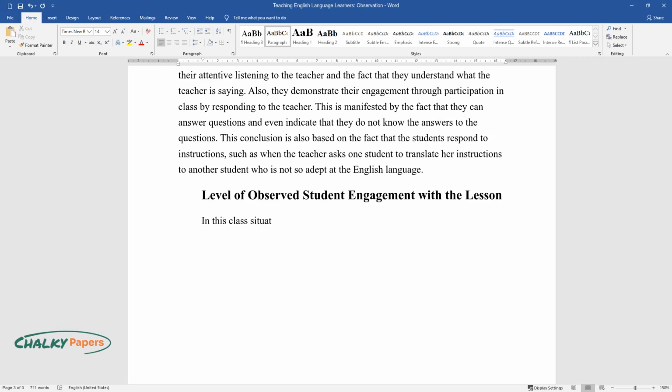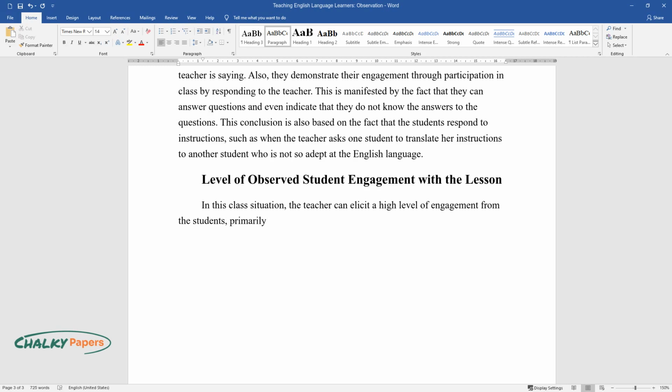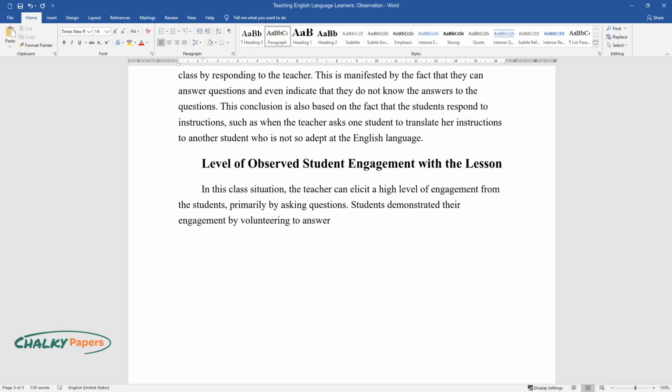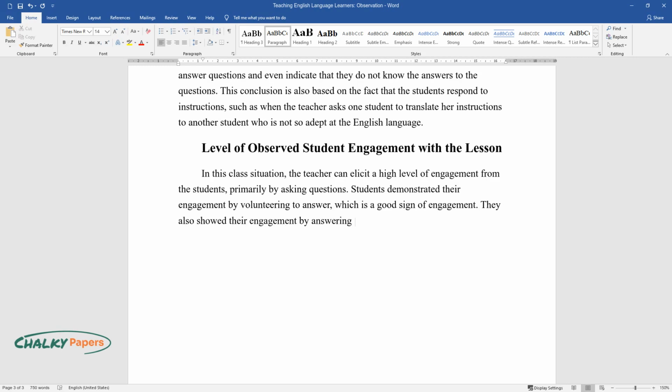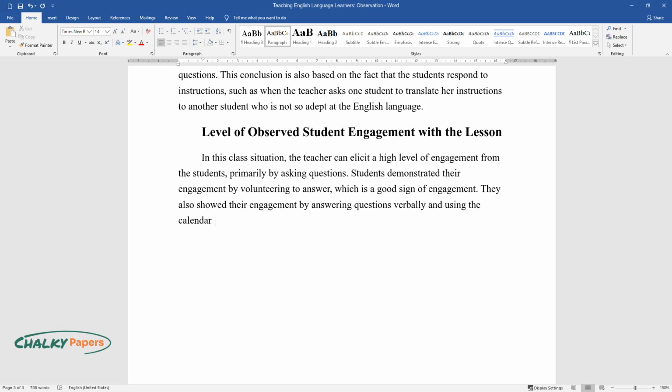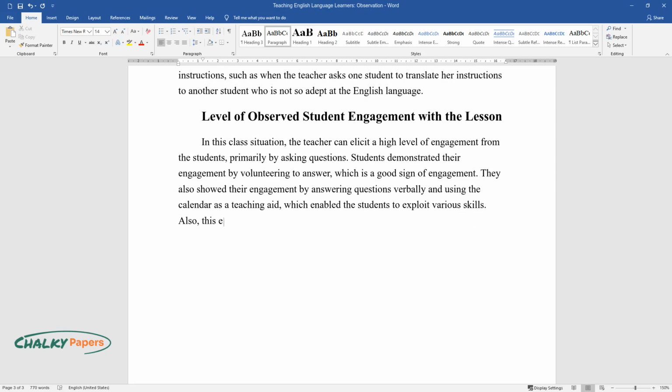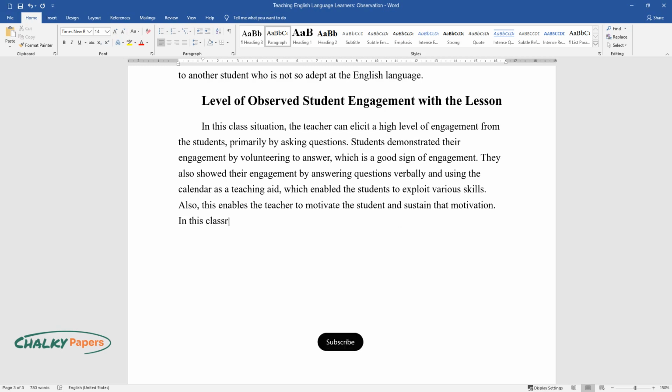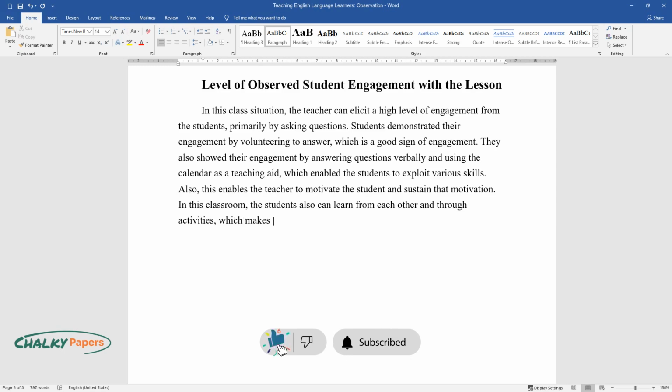In this class situation, the teacher can elicit a high level of engagement from the students, primarily by asking questions. Students demonstrated their engagement by volunteering to answer, which is a good sign of engagement. They also showed their engagement by answering questions verbally and using the calendar as a teaching aid, which enabled the students to exploit various skills. Also, this enables the teacher to motivate the students and sustain that motivation. In this classroom, the students also can learn from each other and through activities, which makes their process of learning English easier and faster for them.